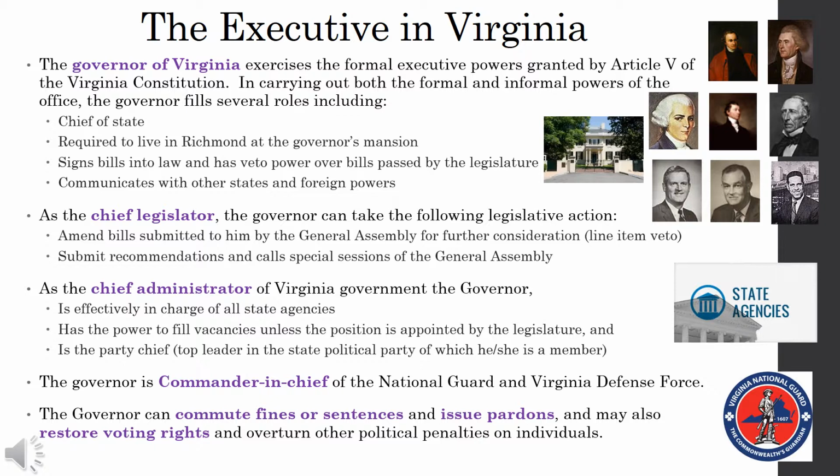There's a lot of power in the governor's office, but there's one significant weakness. The governor can only have one term only. The governor can only serve as governor for 4 years, and because of this, the governor is one of the weaker positions in Virginia state government. Go to the next slide.